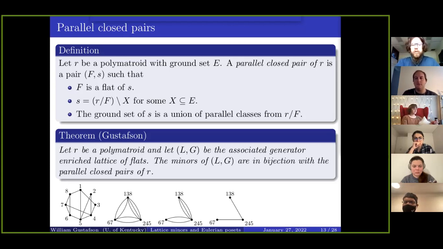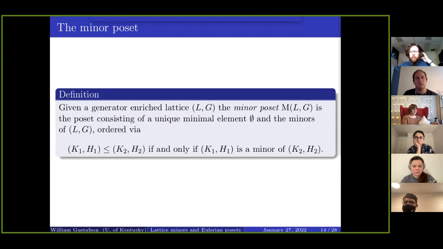Okay, so now I want to go on and talk about this partial ordering of the minors of a generator enriched lattice. So here's our definition. Given a generator enriched lattice, LG, a minor poset, I'm going to write MLG. It has a unique minimum element, the empty set, as well as all the minors of the generator enriched lattice. And the ordering is minor of, or in other words, we go down in this poset by doing deletions and contractions.